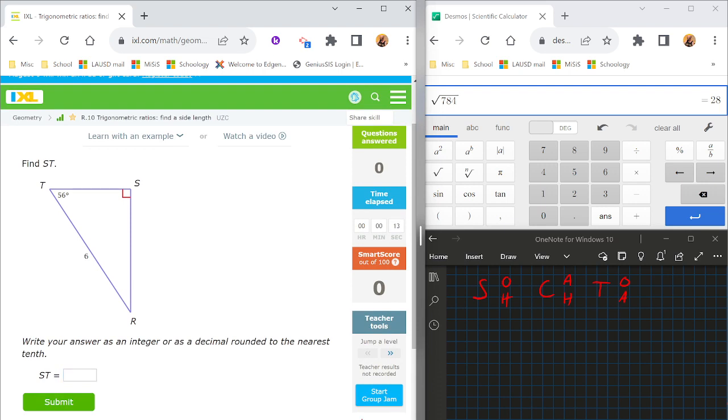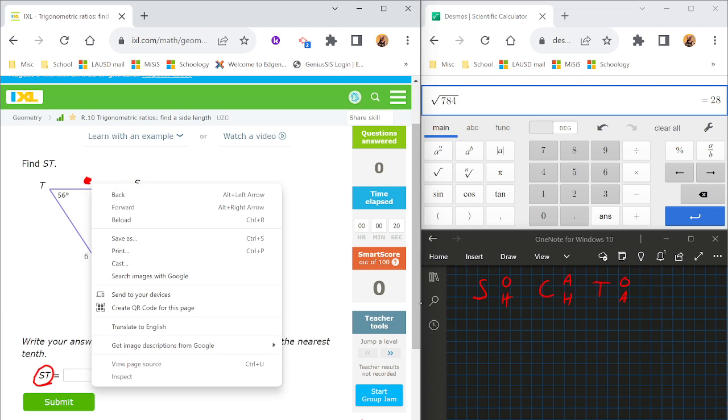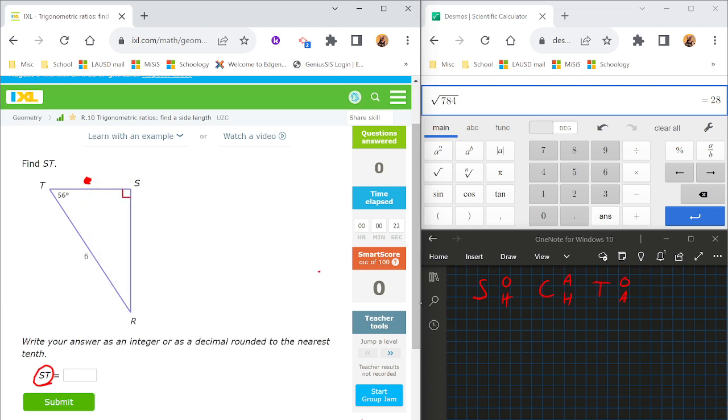So I want to find segment ST, that's this side right there. I'm just going to call that ST. And I've got this angle over here given to me, 56. This is the right angle there, so that makes this my hypotenuse. This is my adjacent leg because it's connected to the angle. I come over here to my SOHCAHTOA and I see, oh, there's my adjacent and my hypotenuse.